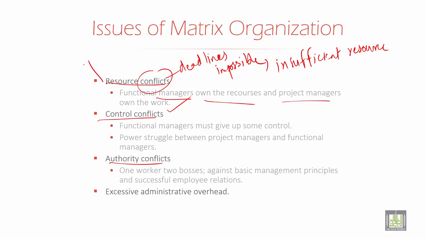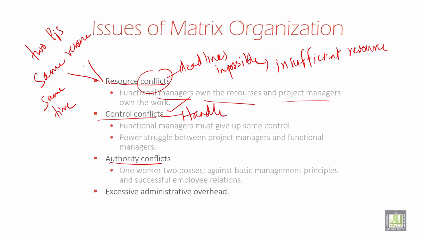Then two projects need the same resources at the same time. When two projects have the same resources at the same time, conflicts arise. So the functional manager owns the resources and the project manager owns the work. Then control conflicts: how you have control on these conflicts, how you handle them.